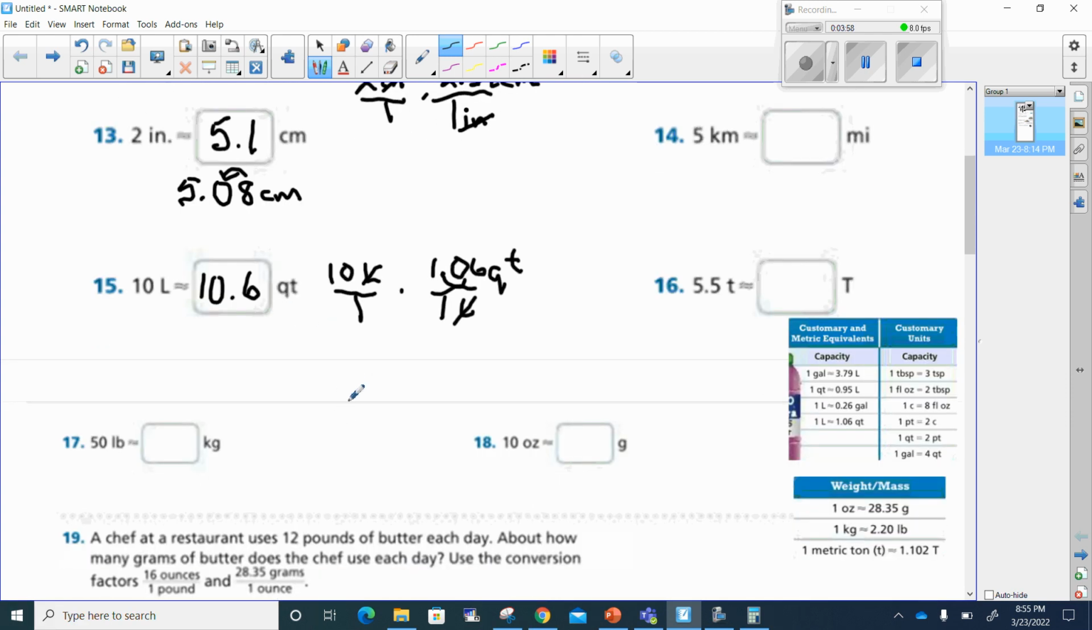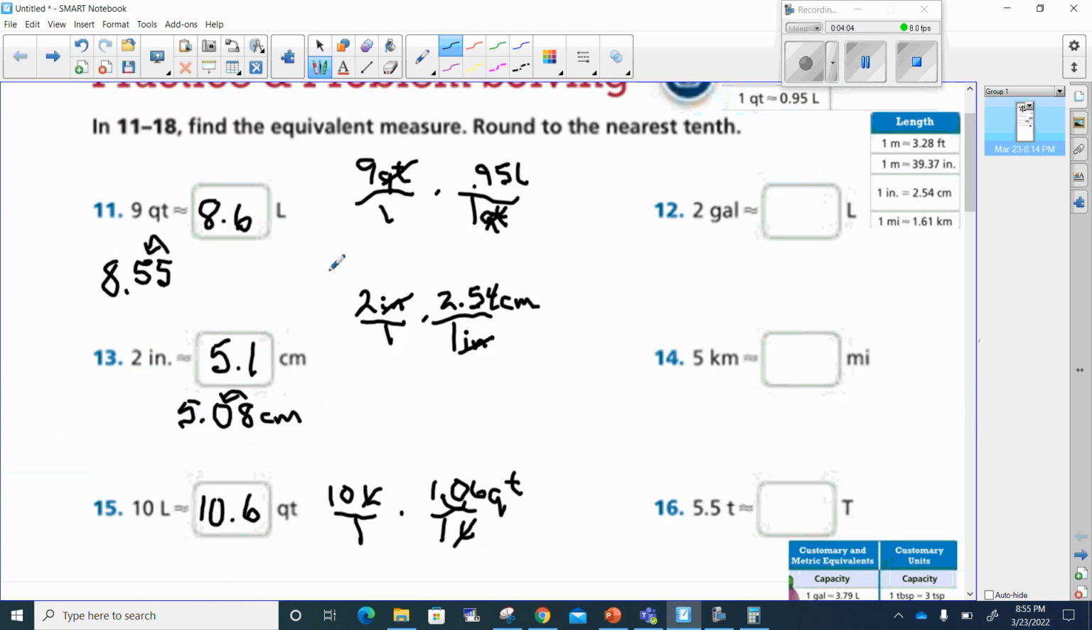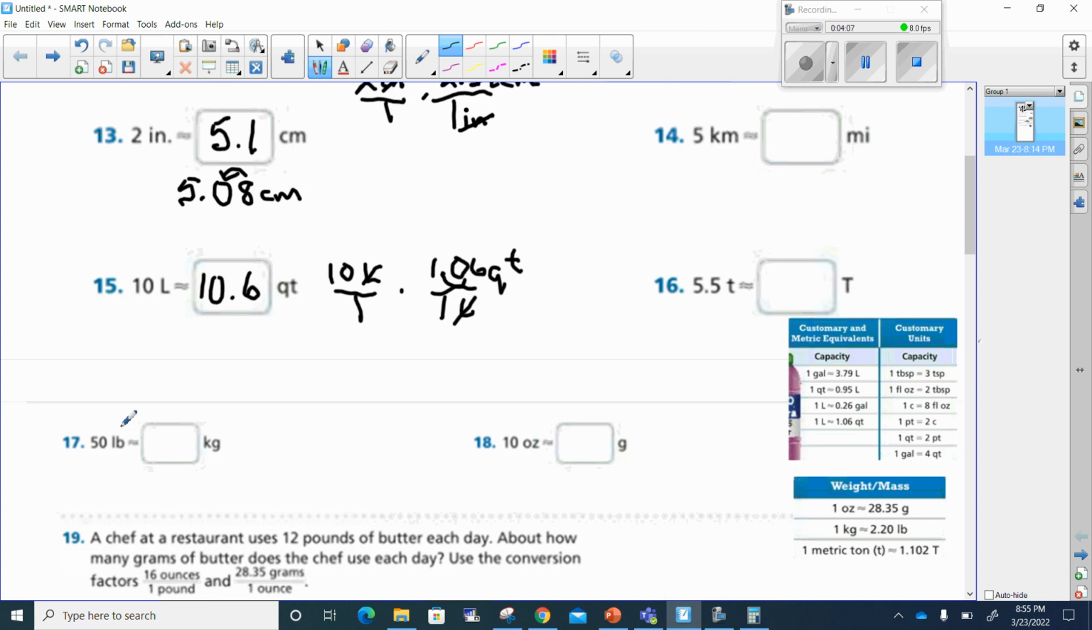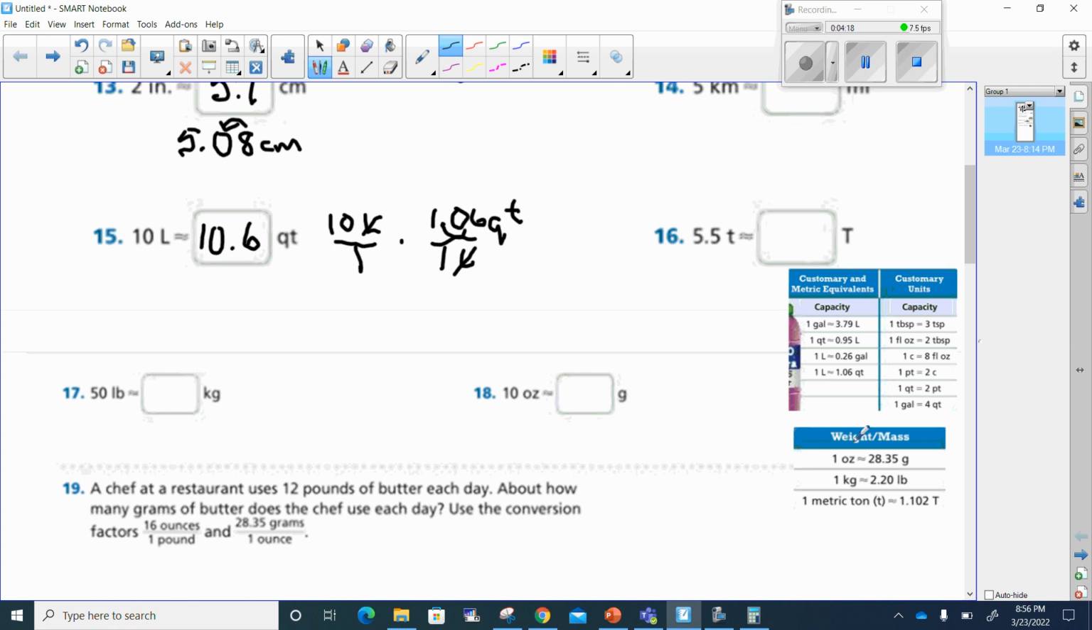And I'm ready to go to number 17. All right, this one says, and I was supposed to use it all the way to 18, 50 pounds equal how many kilograms? Let's see, I've got pounds to kilograms. Let's see if I've got any over here. That's liters, centimeter. Looks like over here I've got 1 kilogram equals 2.20 pounds. All right, so we've got pounds to kilograms. So I'm going to put 50 pounds. Remember, I'm trying to find kilograms.